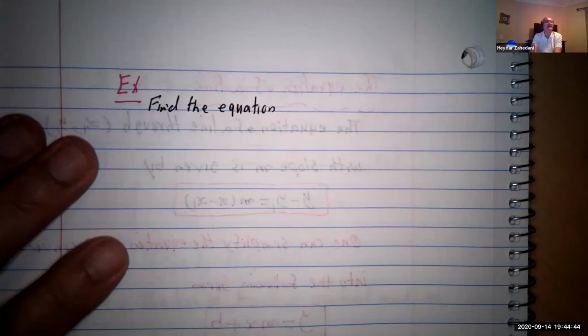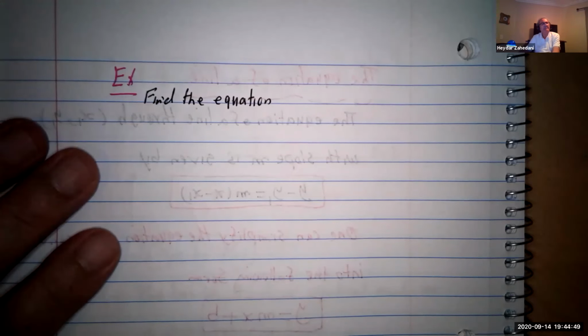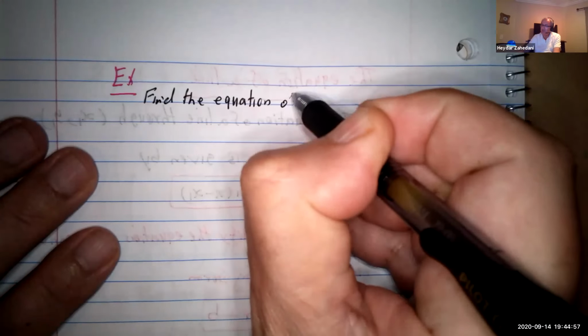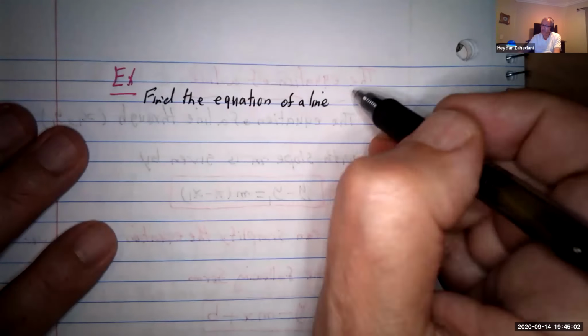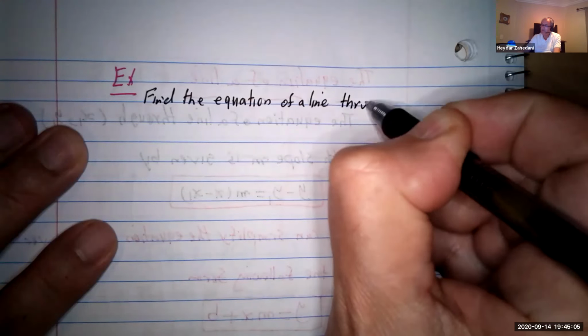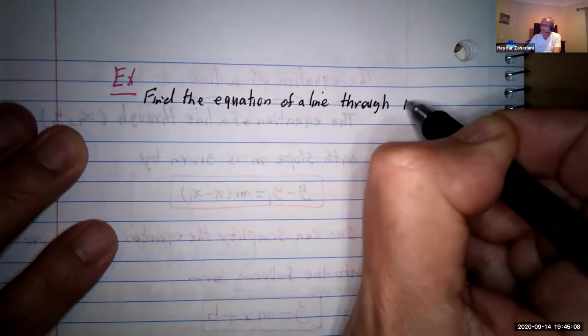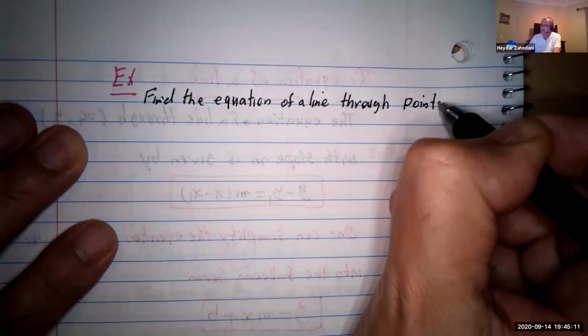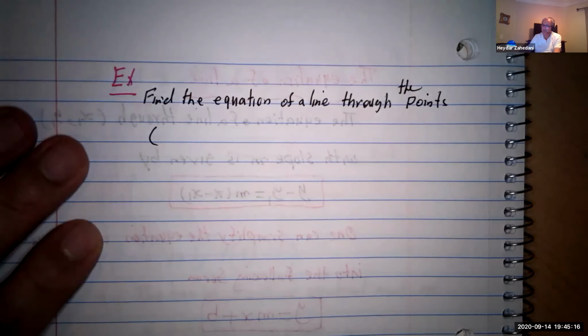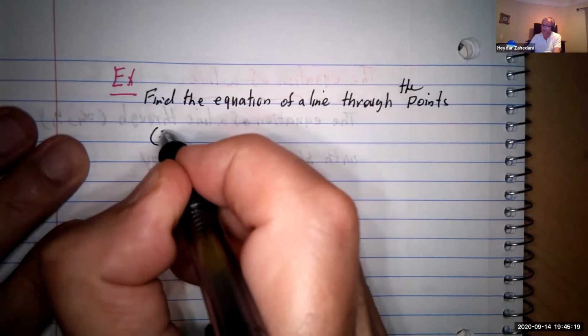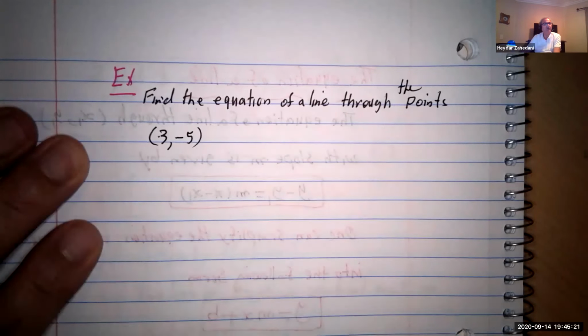Yes, we can go slower, but these are from algebra. Okay, we want to find the equation of a line through the points. Two points would be given. The points are going to be two points. You may be given, let's say, 3 and -5, one point.